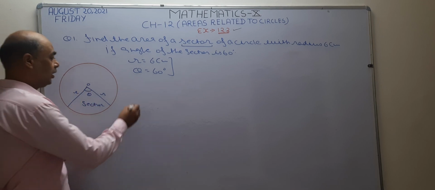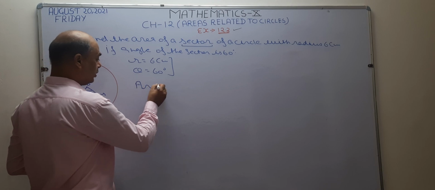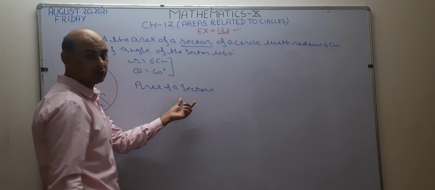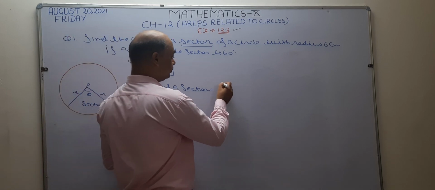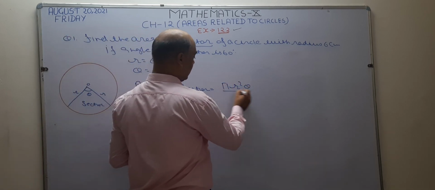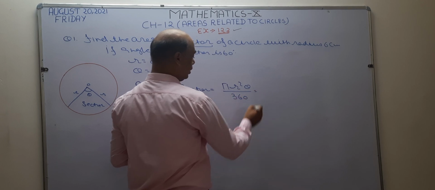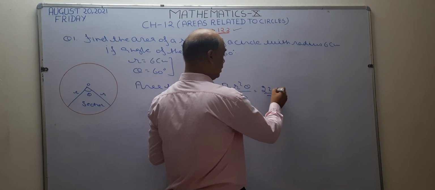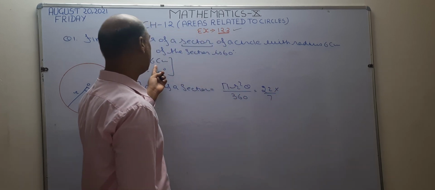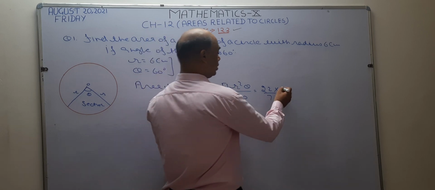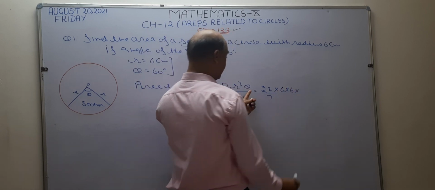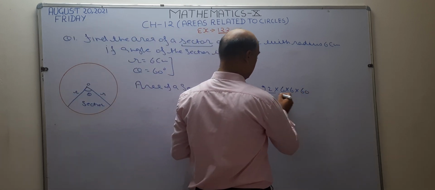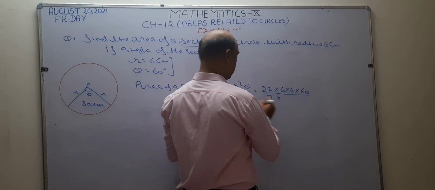So first write formula. Write here area of a sector. How you find the area of sector? You know formula, pi r square theta upon 360 degree. Now value of pi, you know, value of pi is 22 by 7. Radius is given in this question, which is 6. Write 6 two times. After that theta, what is the value of theta? 60 degree. Write here 60 degree upon 360 degree.